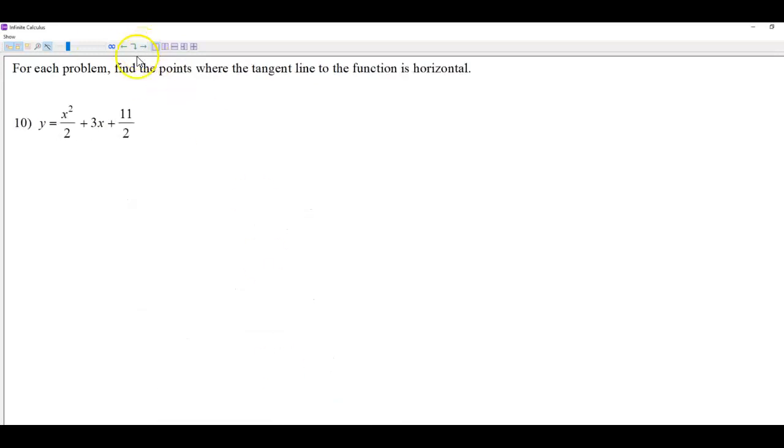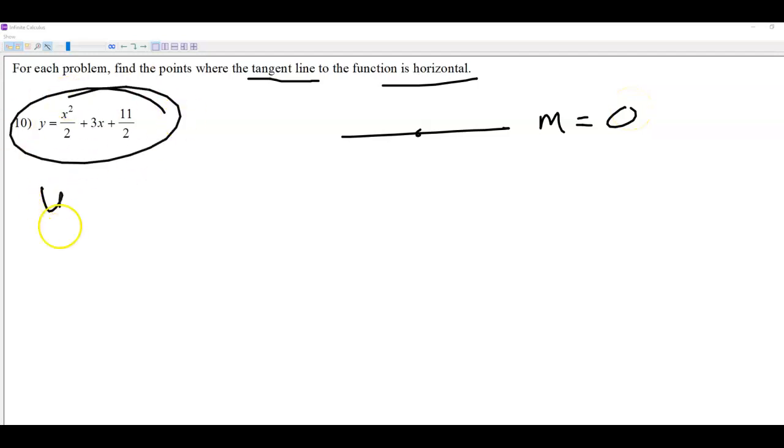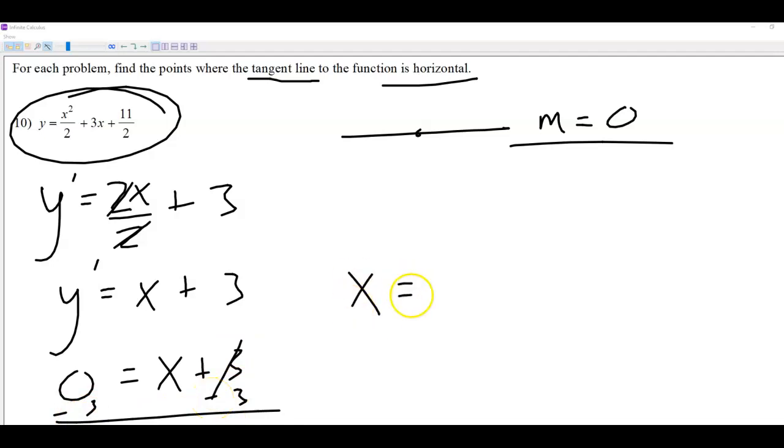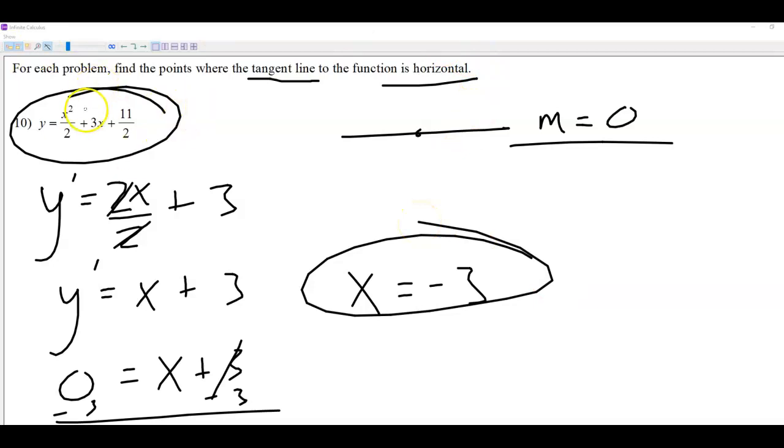Let's go ahead and take a look at number 10. This question is asking us to find all the points where the tangent line to the function is horizontal. Okay, so if my tangent line is horizontal, that means that my slope equals 0. So in other words, I want to find this derivative. These simplify here. That's my derivative. And the derivative tells you what the slope is, so that means that my derivative has to equal 0. So you just set that equal to 0 and you solve. And it turns out that gives me x equals negative 3. So we find the derivative, we set it equal to 0 and solve, and that tells me at what value of x that this tangent line would have a slope of 0. Okay?